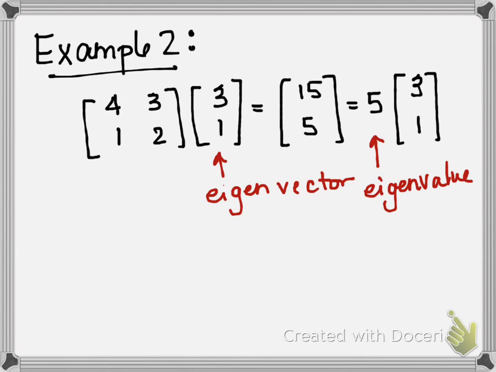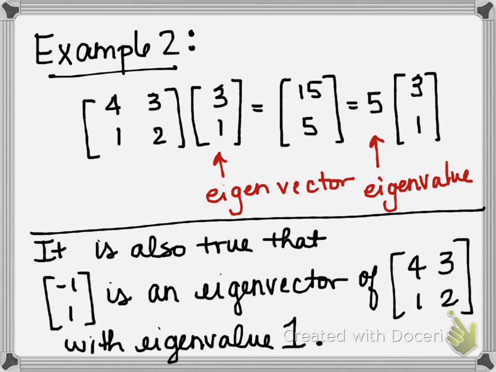Matrices can have more than one eigenvalue, and they can have infinitely many eigenvectors. So it is also true that negative 1, 1 is an eigenvector of 4, 3, 1, 2 with eigenvalue 1. So that's something that you should try to verify for yourself. Notice I have different eigenvectors that have different eigenvalues, and not every vector is an eigenvector.